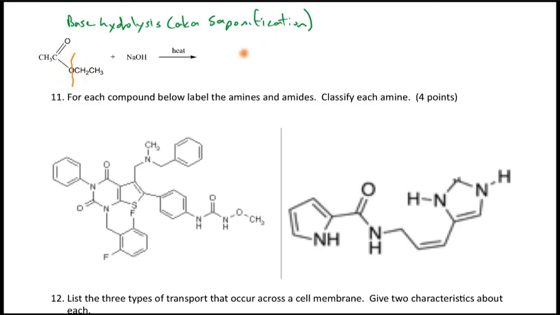Again, this is not designed to show you all the details of the mechanism, just how to work through the problem. When this all rearranges, what's going to happen is that you're going to wind up with an oxygen with a negative charge associated with the carbonyl group. So it's a carboxylate salt that's going to form here, plus you're going to reform the alcohol.